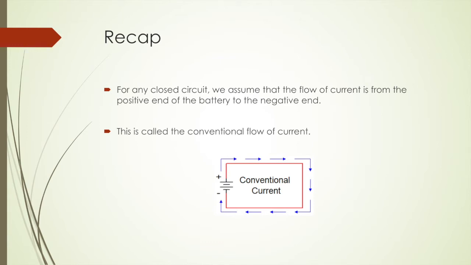So instead of changing notations, we decided up till today to keep this flow of current where it goes from the positive side of the battery all the way to the negative side. This is known as the conventional flow of current, and we will apply this conventional flow to all circuit problems.